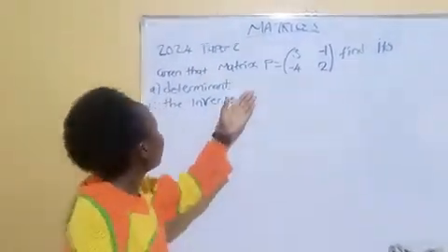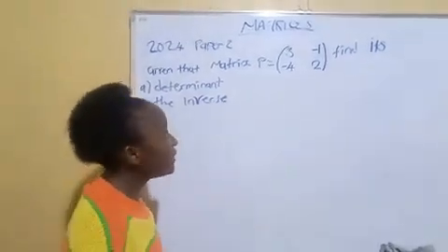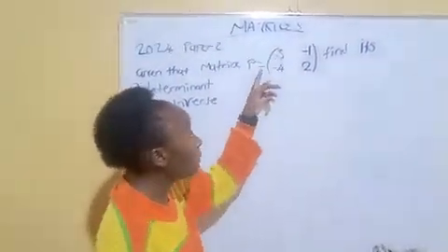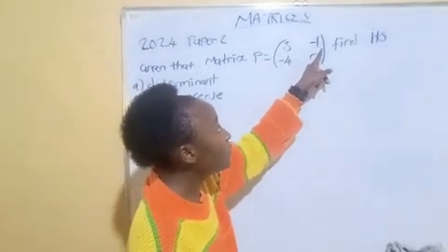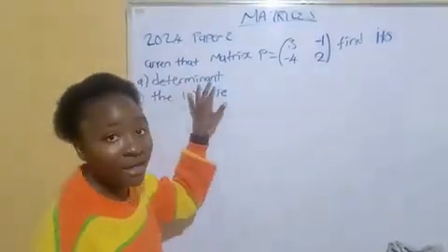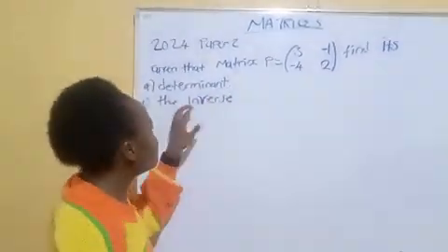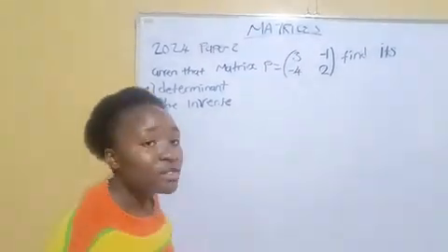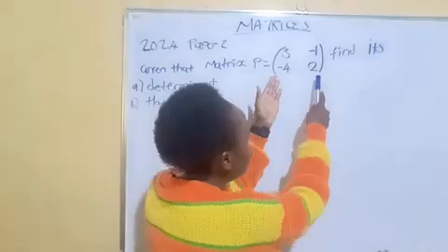Here we're given a question which says, given that matrix P is equal to, open brackets, 3, -1, -4, +2, close brackets, find its determinant. Then after you find the determinant, you find the inverse. So the first thing you're supposed to do here is what you are given.